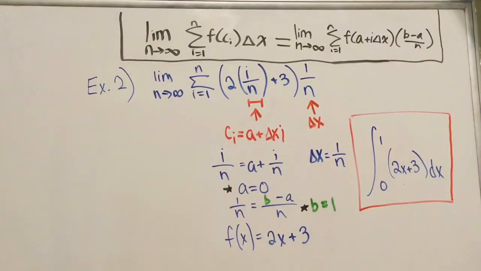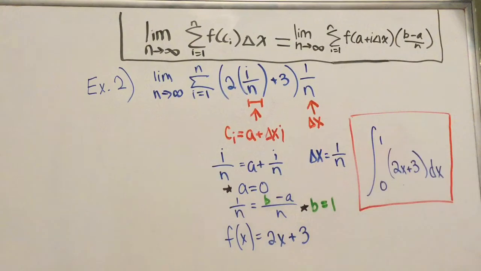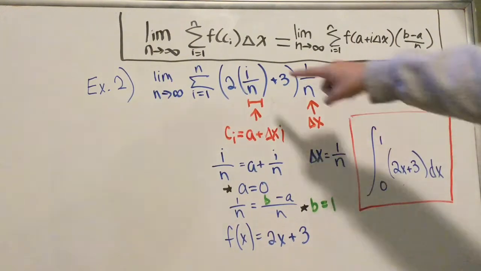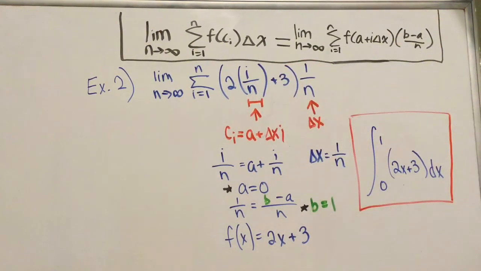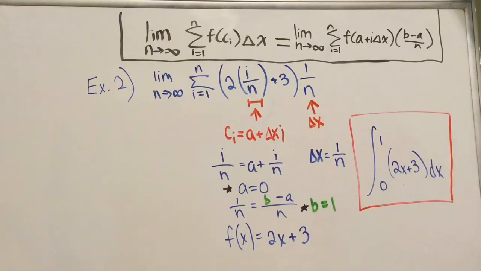In this second example, you're asked to rewrite this limit expression as a definite integral. By looking at the limit expression, you can see that delta x equals 1 over n, and c sub i is equal to i over n. You have to be careful not to include the 2 or the 3 into c sub i, because those are just parts of the original function.